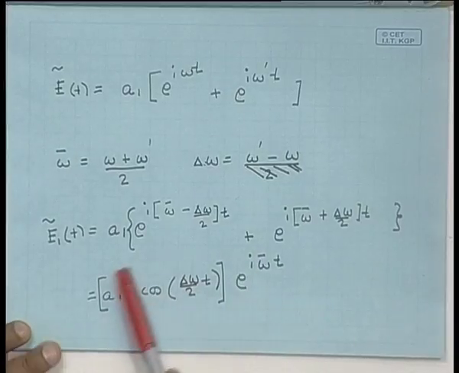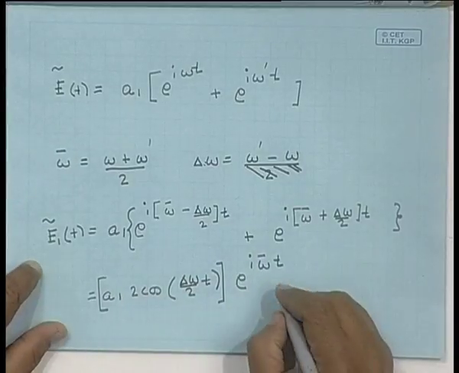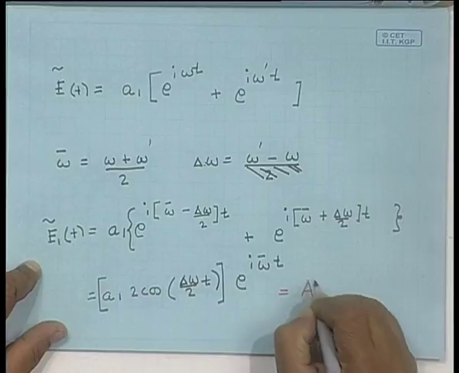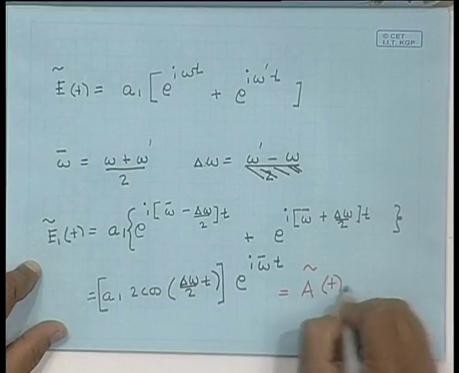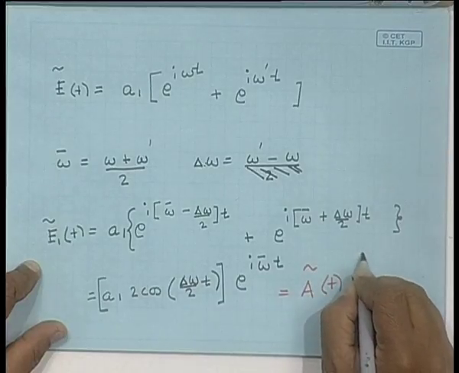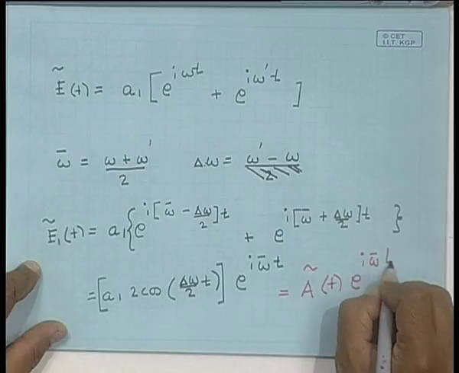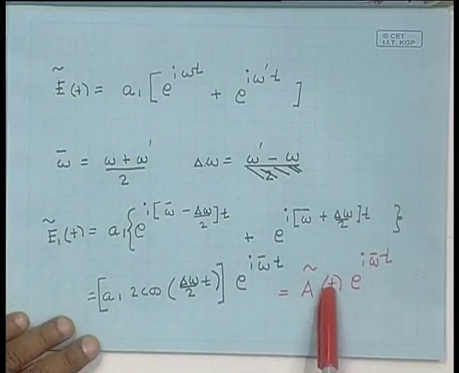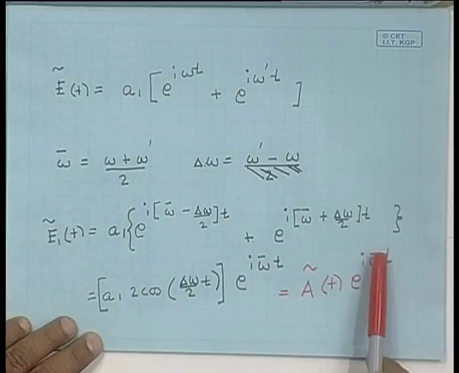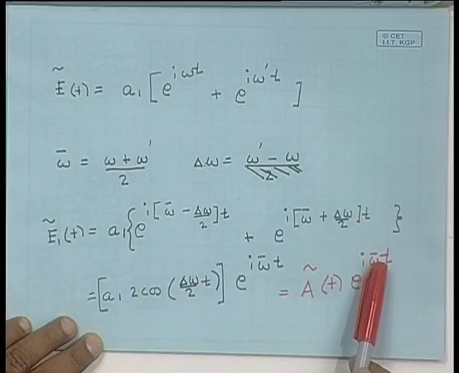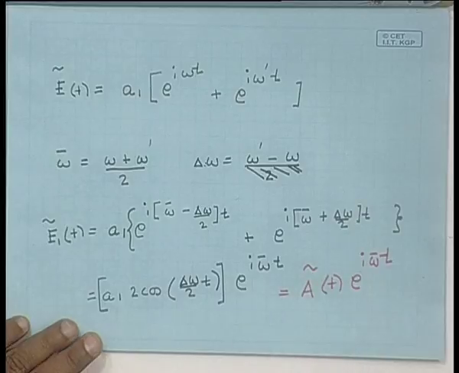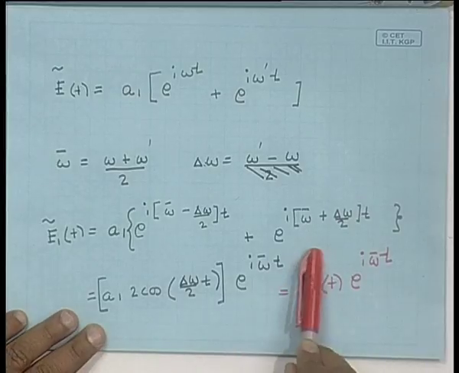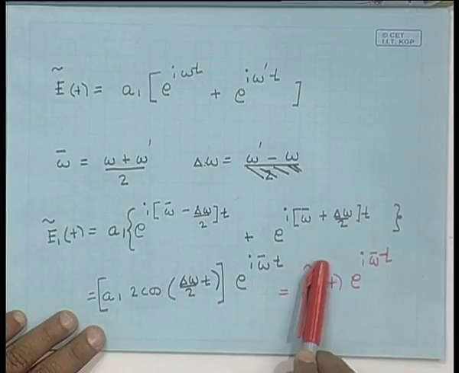So, we can interpret this as a tilde t e to the power i omega bar t. So, we can interpret this as an oscillation at a frequency omega bar, a fast oscillation at a frequency omega bar with complex amplitude a tilde t. The complex amplitude itself changes slowly with time.